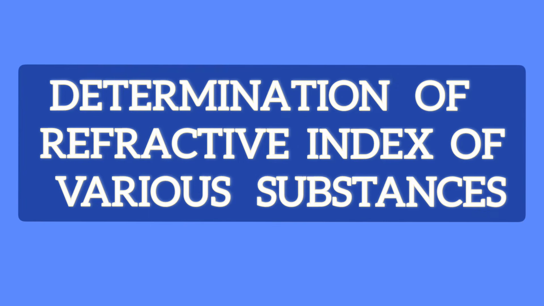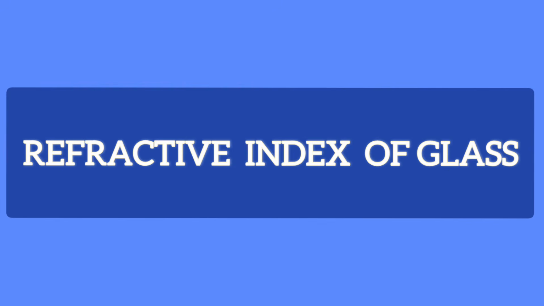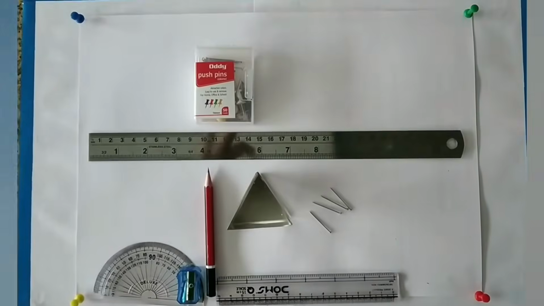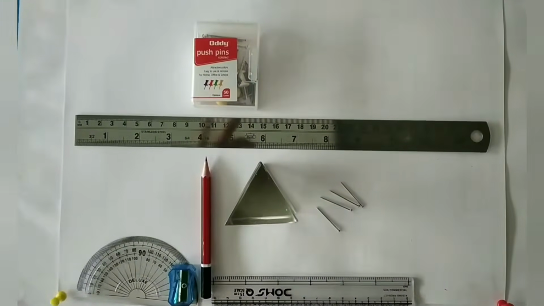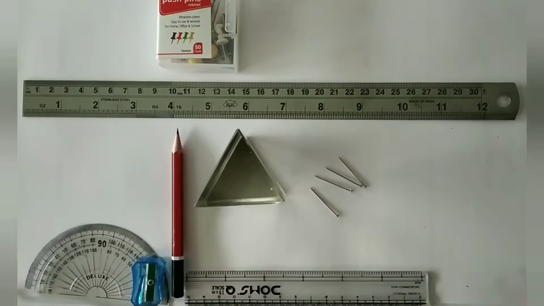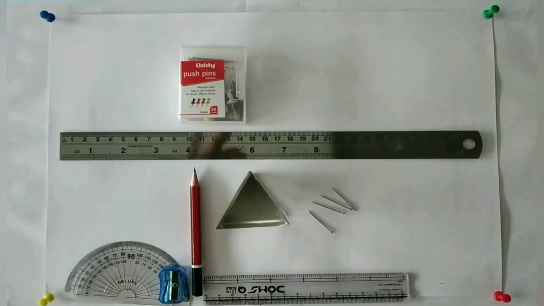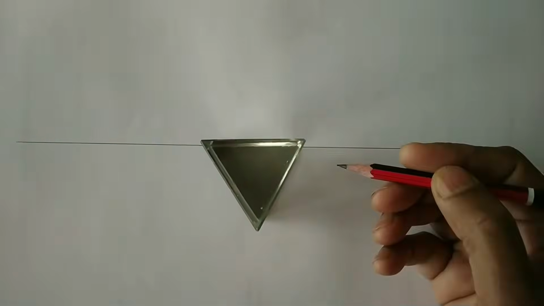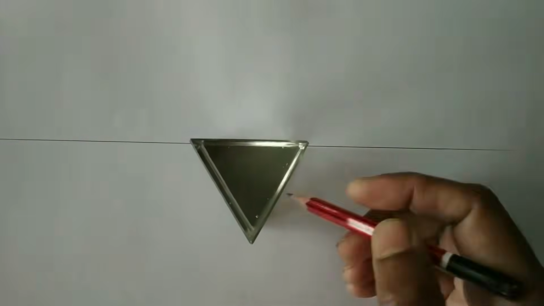Now let us determine the refractive index of various substances, starting with glass. In order to perform this particular experiment, we will be requiring a glass prism, a drawing board, a sheet of paper, drawing pins or paper pins, a protractor and a scale. Initially, we will fix a sheet of paper on the drawing board with the help of drawing pins, and then we will draw a line in the middle of the paper and place the prism such that its face is parallel to the drawn line. Now students, we will draw its boundary with the help of a sharp pencil.